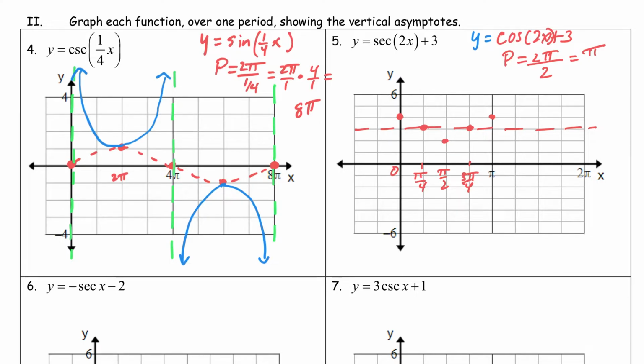So we're going to go ahead and graph, and if we wanted to extend it, we notice that anytime it hits the x-axis, there's going to be a vertical asymptote. So there should be an asymptote here. There should be an asymptote here. There should be an asymptote here. There should be an asymptote here. And then remember, we're going to draw parabolas.